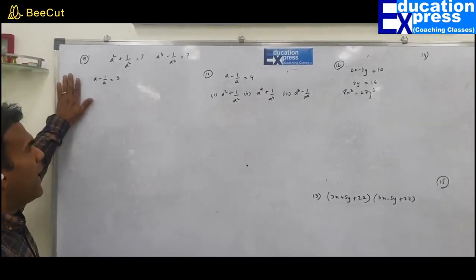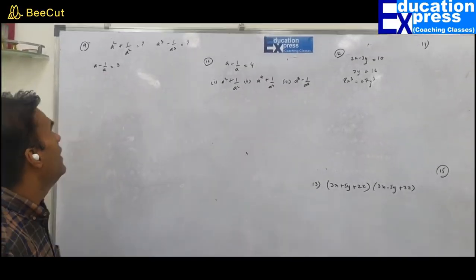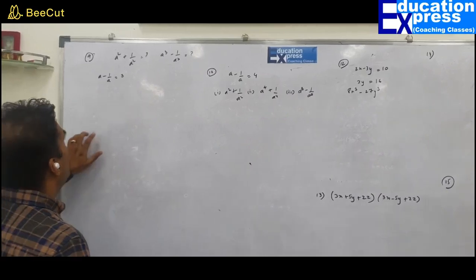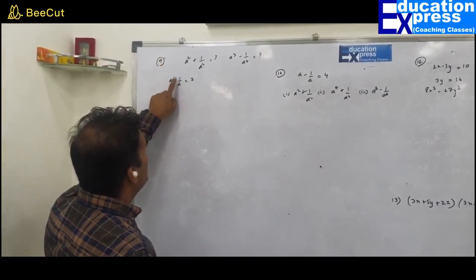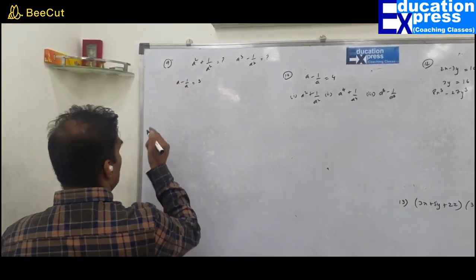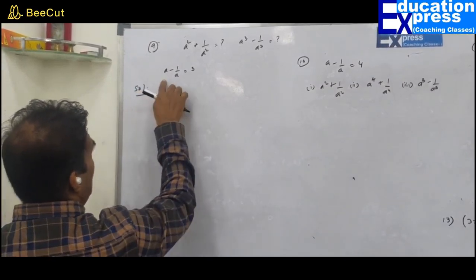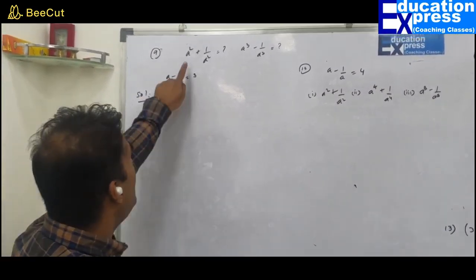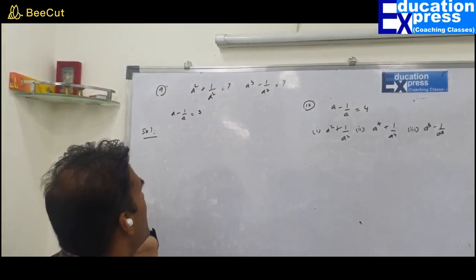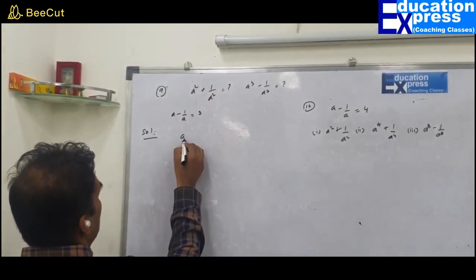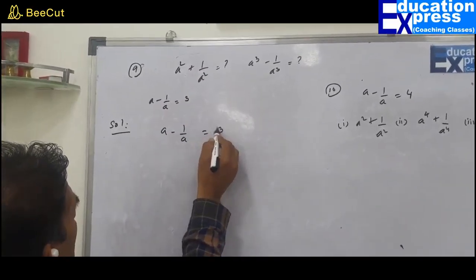There are question numbers 9, 10, 12, 13. Have a look at question number 9. a minus 1 upon a equals 3. That is what is given to us. What we have to find is a square plus 1 upon a square. So undoubtedly we have to use the formula of square.